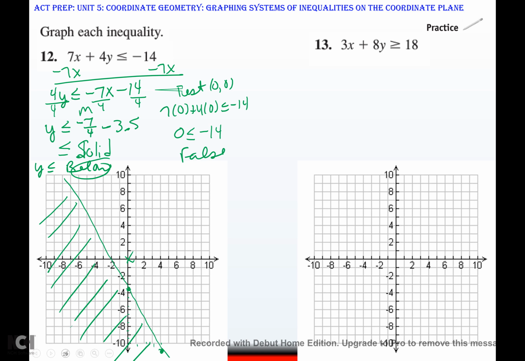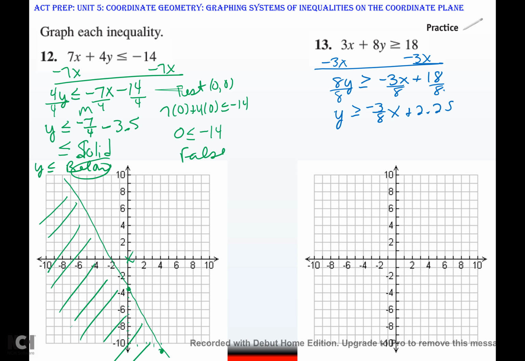All right, 13. To get y alone, I'm going to minus 3x, minus 3x. I get 8y is greater than or equal to negative 3x plus 18. Divide by 8, by 8, by 8. I get y is greater than or equal to negative 3/8 x plus 2.25 if you divide that out. So I'm going to start at 2.25, and the monkey says go down 3 over 8. 1, 2, 3, 1, 2, 3, 4, 5, 6, 7, 8, about right there. All right, bar means connect solid.